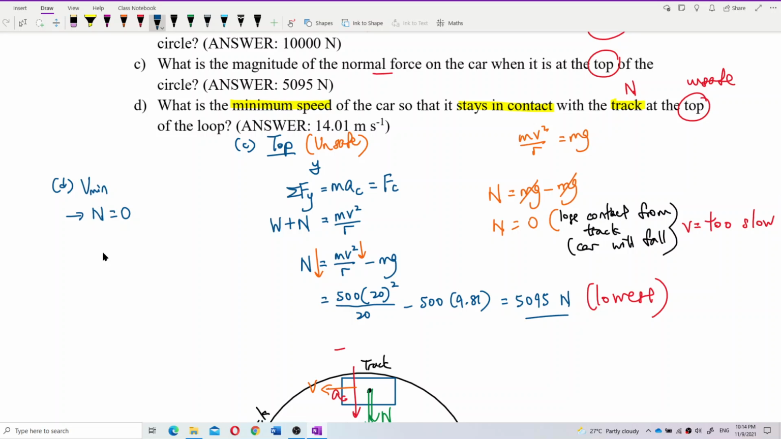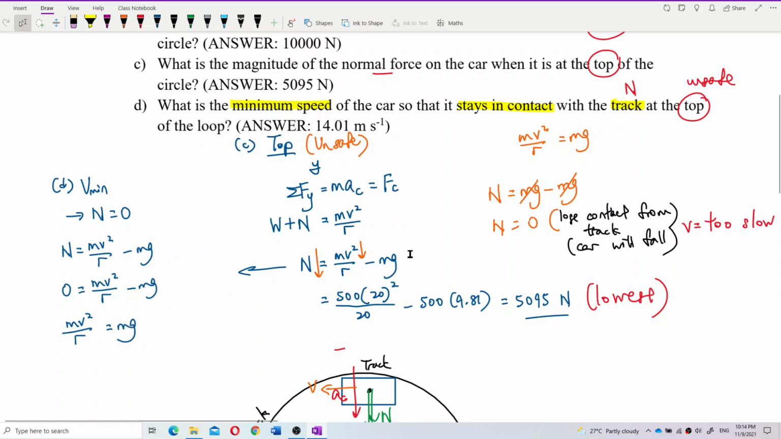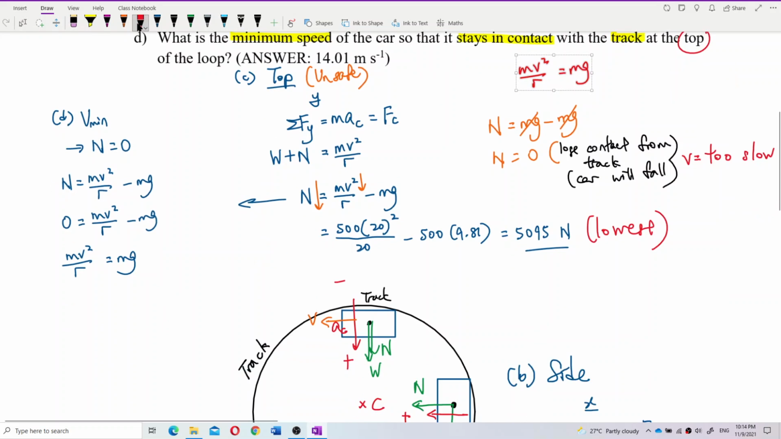Using the equation from here, the normal force equals mv squared over r minus mg. So the normal force becomes 0. You see that mv squared over r equals mg at that point. So you can cancel the m, and then you can find the equation for v. v squared equals rg, and then I take the square root. That is the minimum speed.